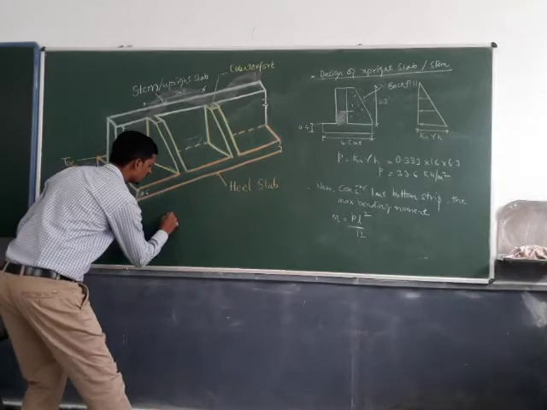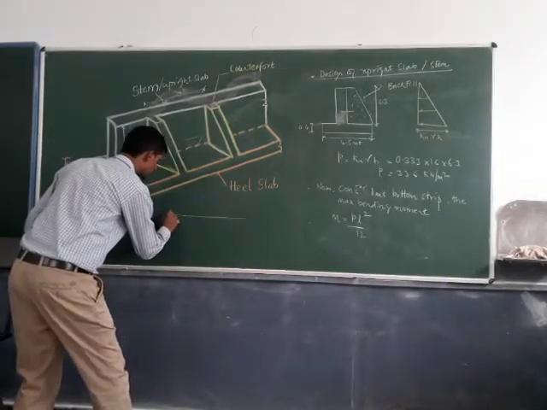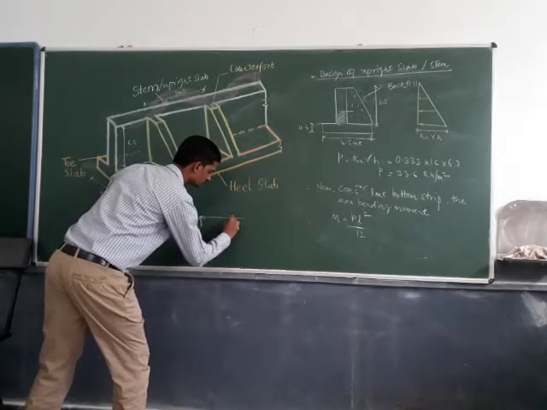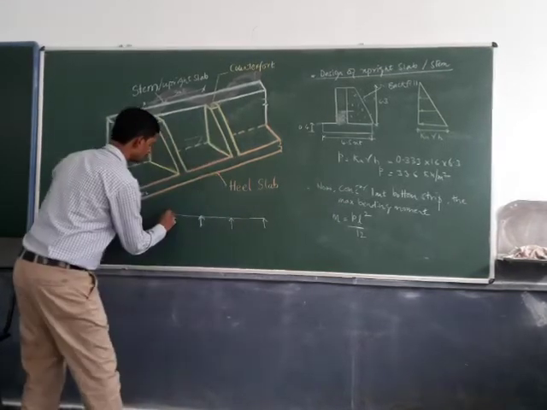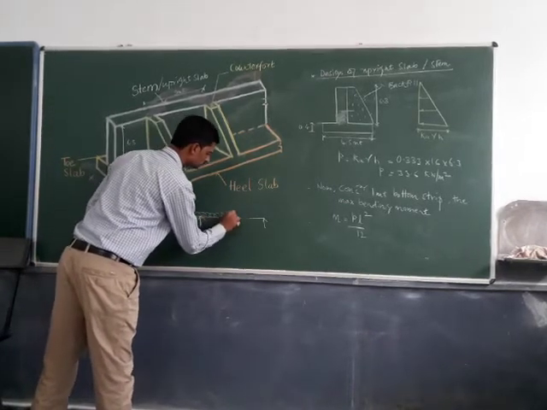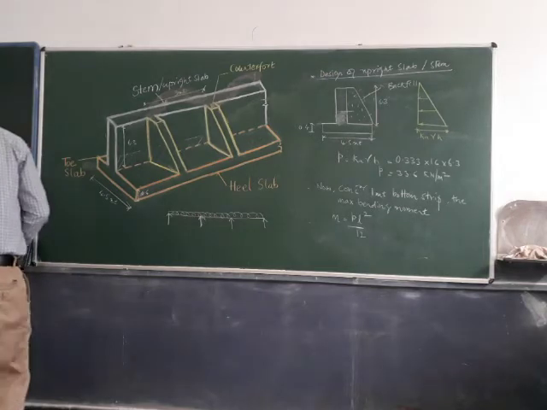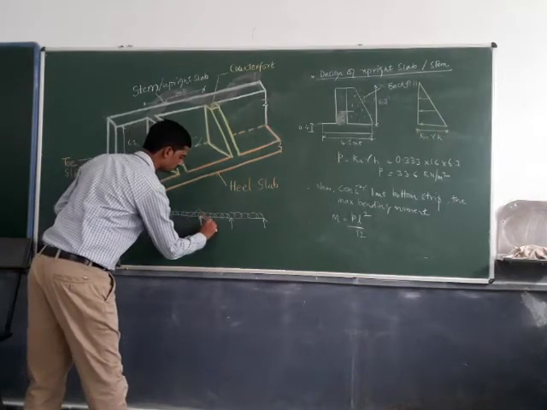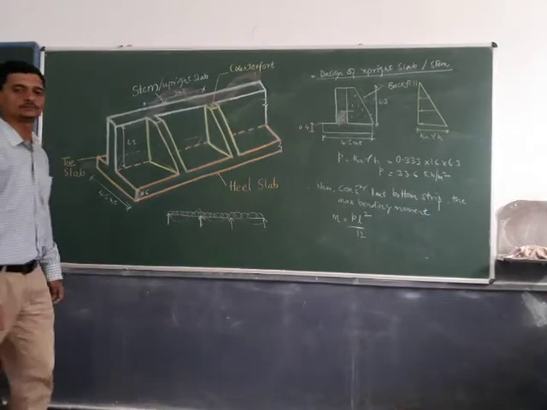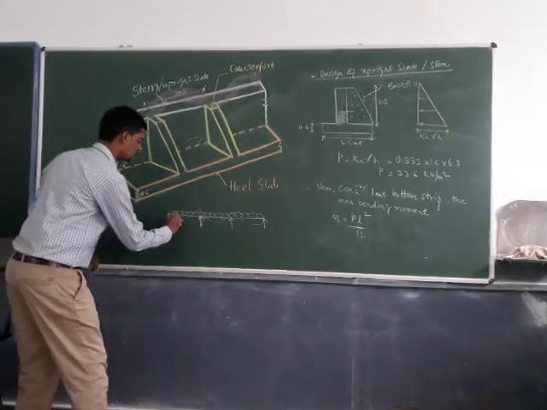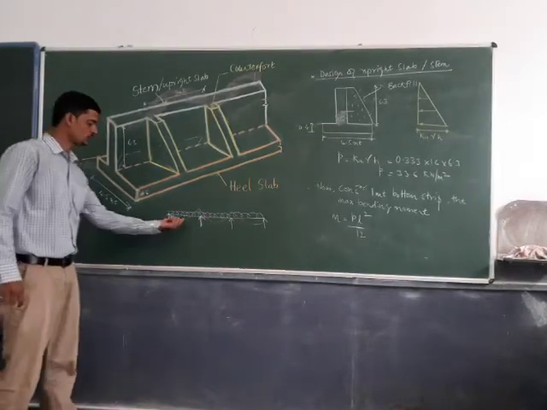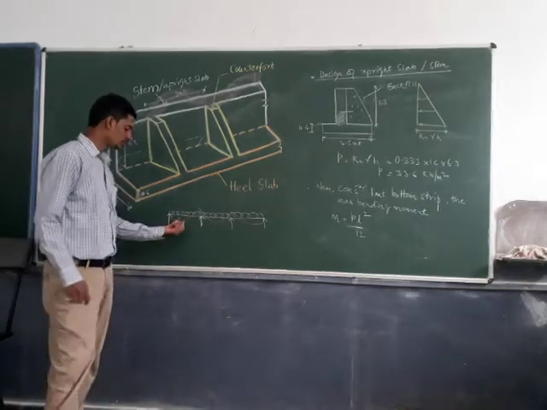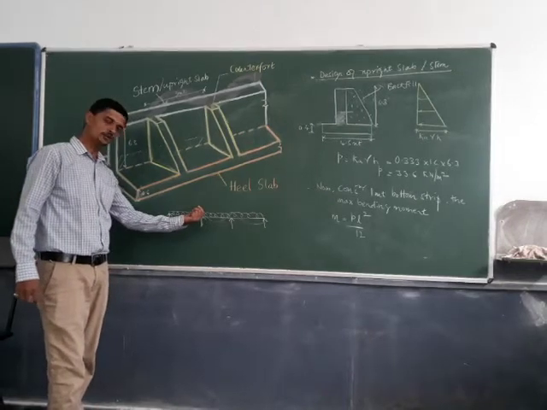So let us consider a continuous slab with supports. So this is supporting a load. What will be the bending behavior here? It will bend like this. Correct? So we get both positive bending moment and negative bending moment. Positive, that is sagging, at midspan. Negative, that is hogging, at the support.